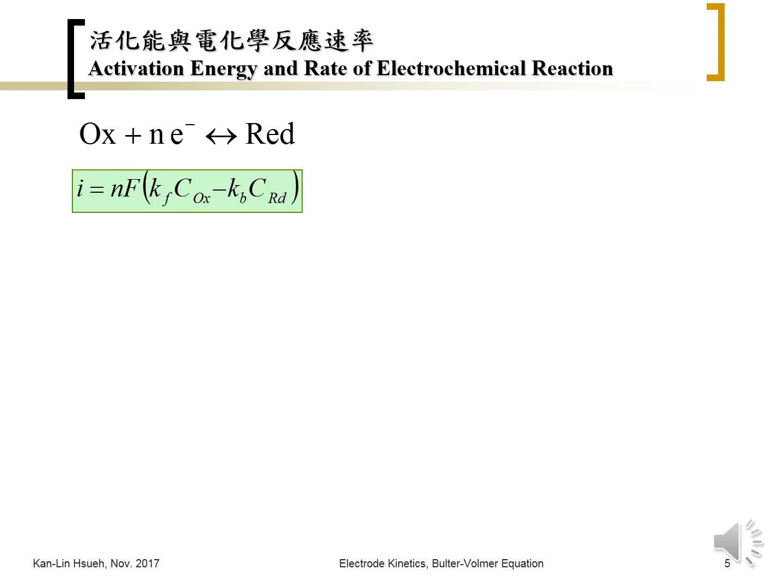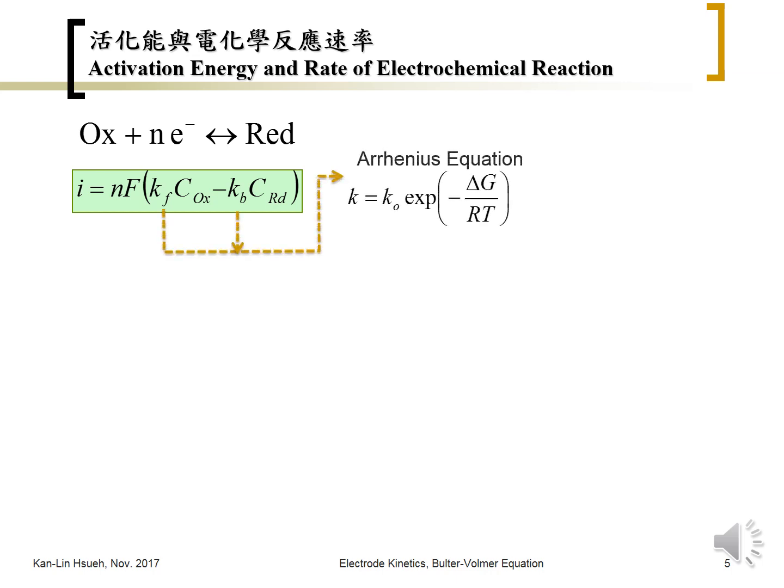Now let's try to express the current density as a function of electrode potential. How will the electrode potential affect the reaction rate or the current density? We can introduce the Arrhenius equation, because the rate constant can be expressed as a function of the activation energy. This Arrhenius equation is usually described in general chemistry that way.